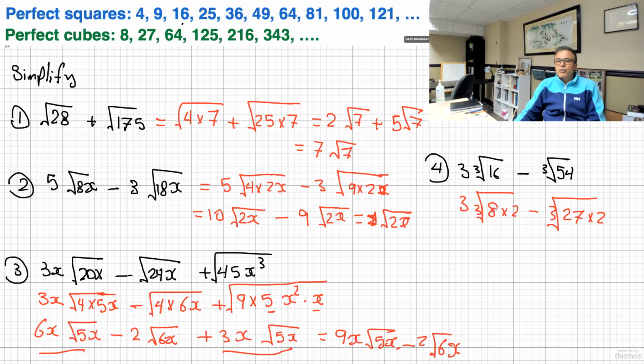Now 8 is a perfect cube. The cube root of 8 is 2. You multiply it in here, that's 6. And you still have the cube root of 2 minus the cube root of 27. So the cube root of 27 is 3. And I still have the cube root of 2 because I cannot cube root 2 since it's not a perfect square. Sorry, perfect cube. Now these are like terms, so I just subtract 6 minus 3 is 3. And I still have the cube root of 2.